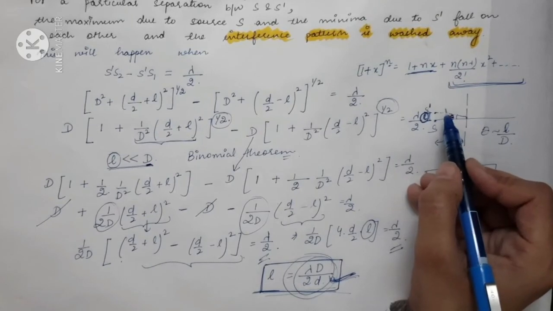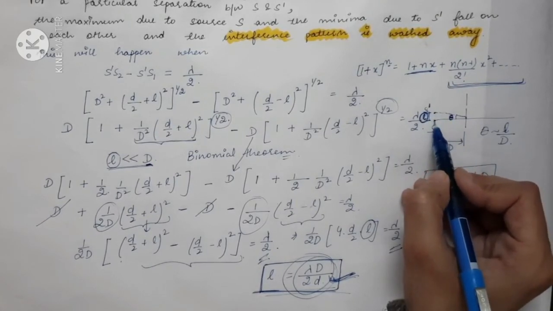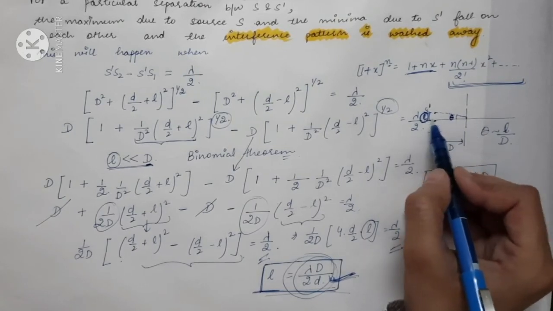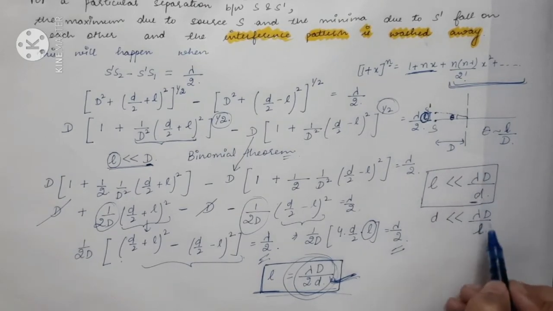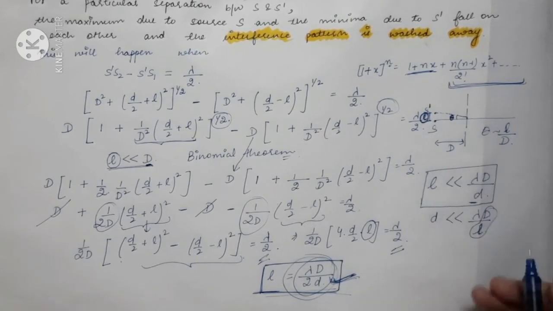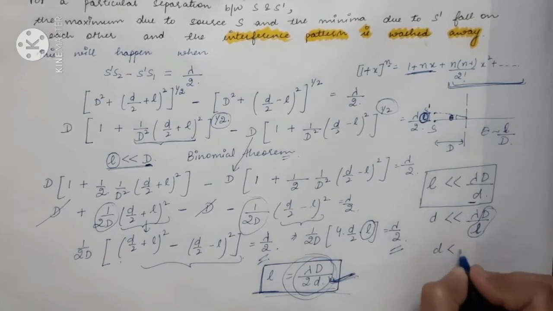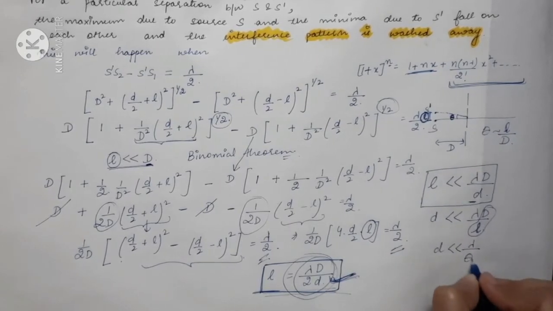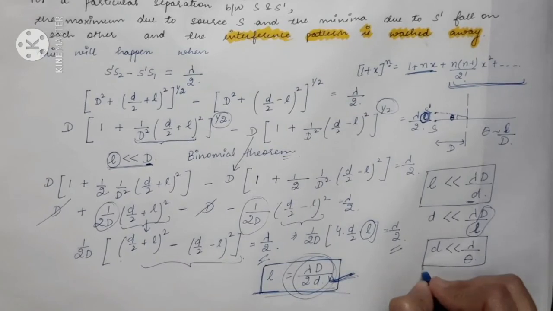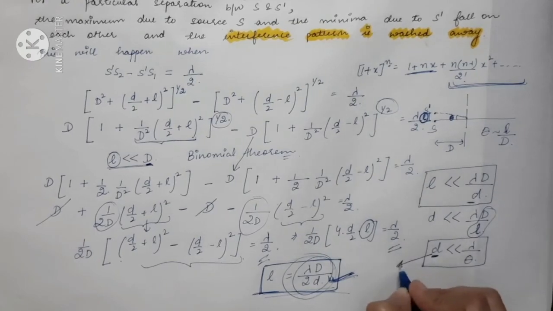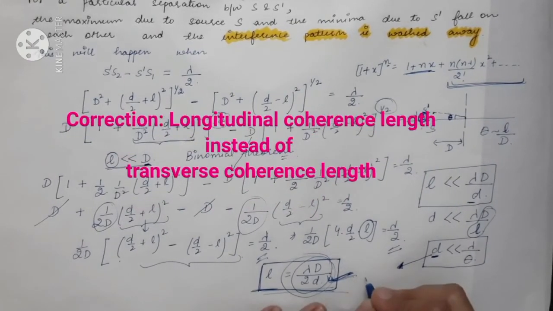So using the property of a circle, if we consider this as the arc and this is the radius of the circle, then this theta angle will be L divided by capital D. So this L divided by capital D is equal to theta, and over here we will have 1 divided by theta. So d must be very less than lambda divided by theta. So for a good visibility of interference pattern, the distance between the two slits must be very less than lambda divided by theta, and this distance d is called the transverse coherence length.